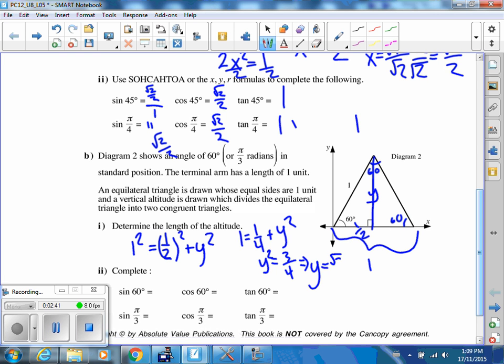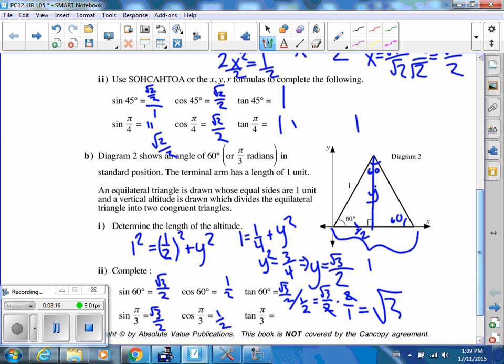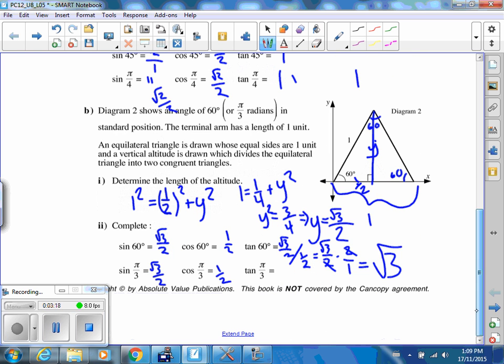Y then equals root 3 divided by root 4, which is just 2. So that's root 3 over 2. So my sine 60 is going to be the root 3 over 2 divided by 1, or just root 3 over 2. Same again for pi thirds, same value. 1/2, 1/2. This is going to be the opposite divided by the adjacent. So root 3 over 2 divided by 1/2, which is the same as root 3 over 2 times 2 over 1. So just root 3.